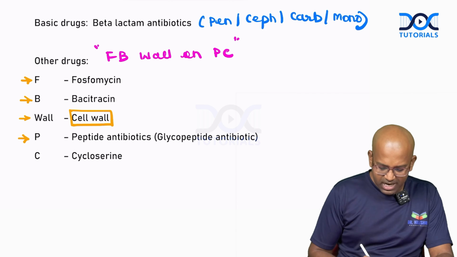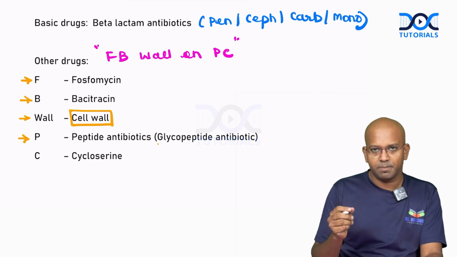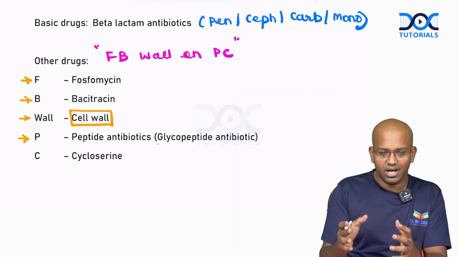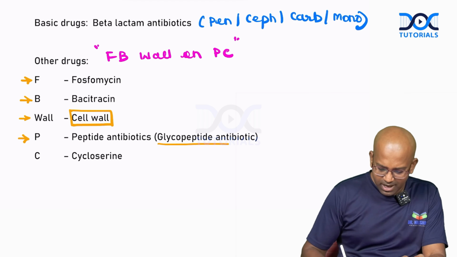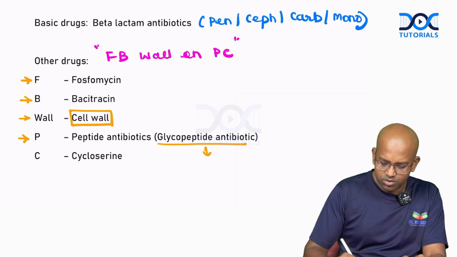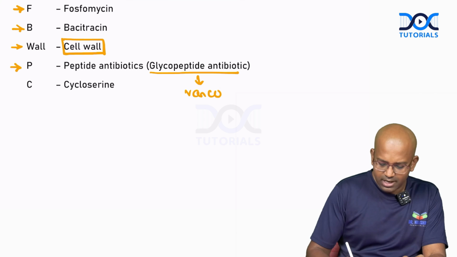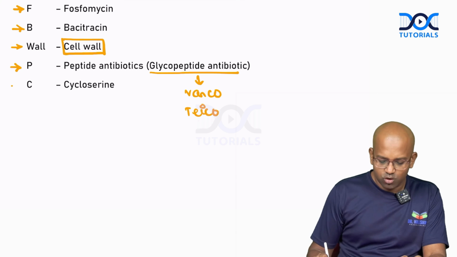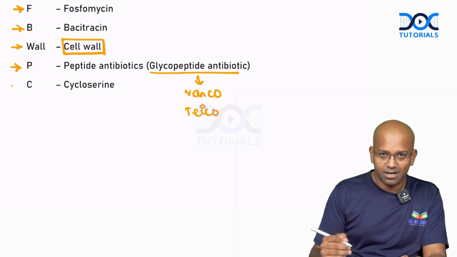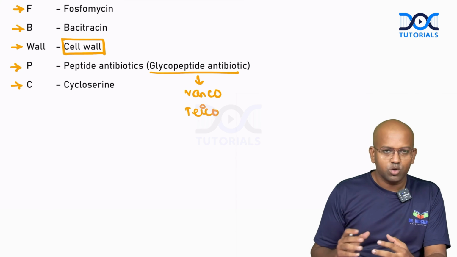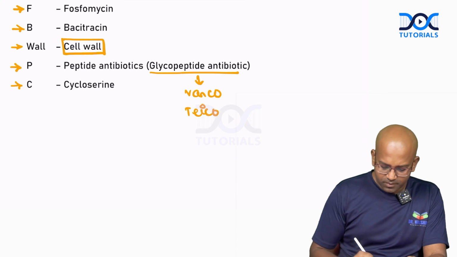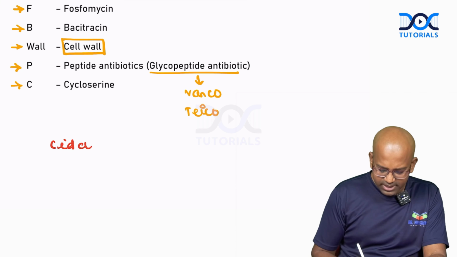P is for peptide antibiotics. We have 2 different peptide antibiotics, polypeptide and glycopeptide antibiotic agents. Here we are talking about glycopeptide antibiotic agents, which include vancomycin and teicoplanin. And C stands for cycloserine. We're going to be looking into certain other concepts also. All these drugs are bactericidal in nature.